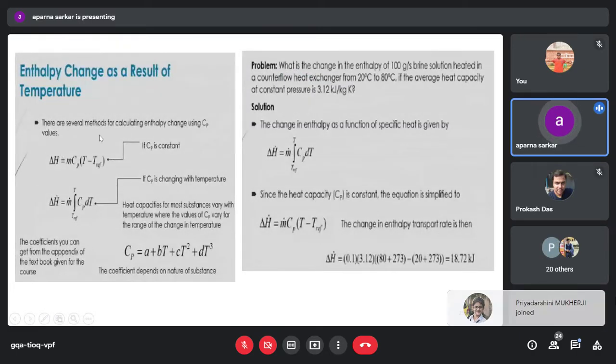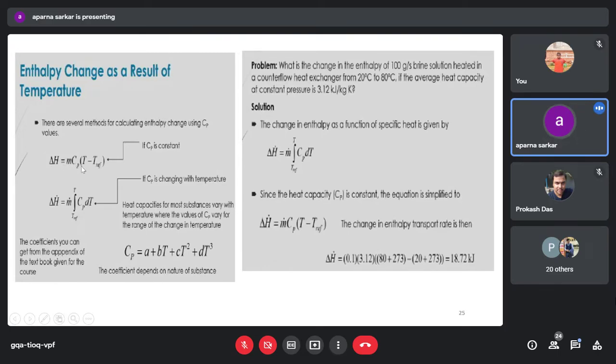Then for this type of program, we have the enthalpy change formula: del H is equal to m Cp dT, if this Cp is constant. Another formula is del H is equal to m integration Cp dT, when the Cp is changing with temperature. That time we need to use this formula.